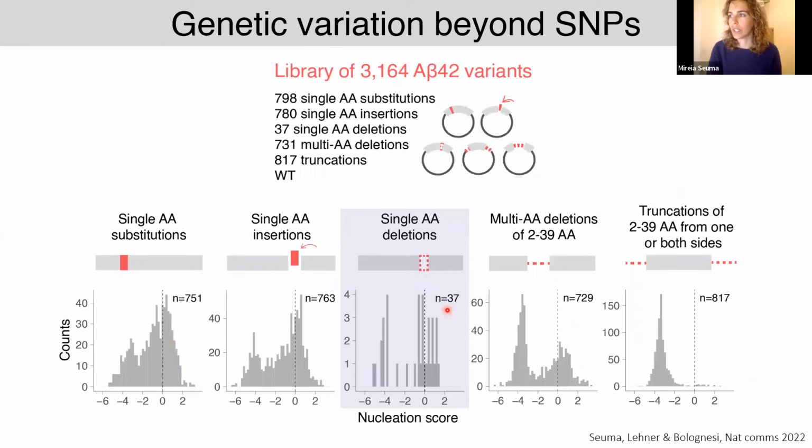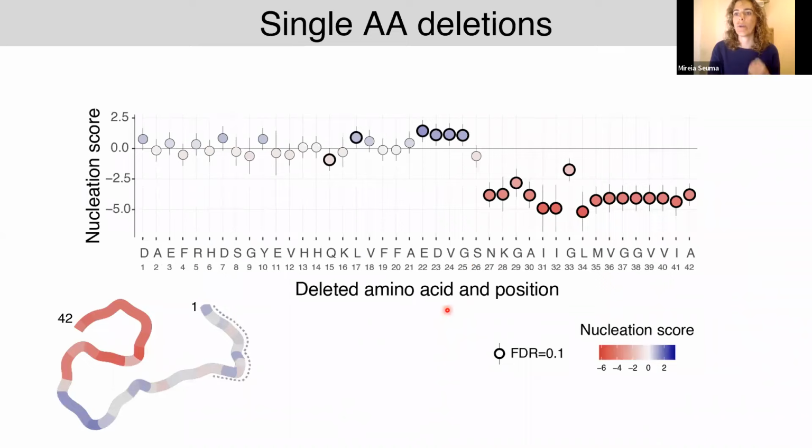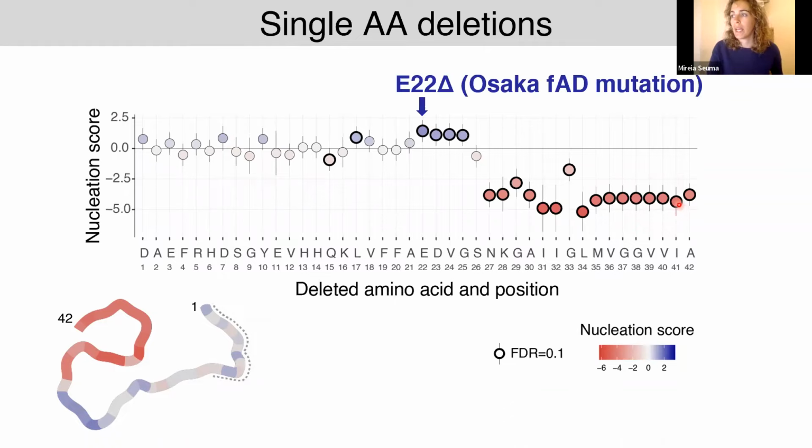Let's now move to single amino acid deletions. In this case, I'm removing one position at a time. And again, we see that deleting positions at the N-terminus can increase nucleation, but we cannot remove one single amino acid at the C-terminus. And the top scorer here is the deletion at position 22, which is the only single amino acid deletion known to be associated to disease.